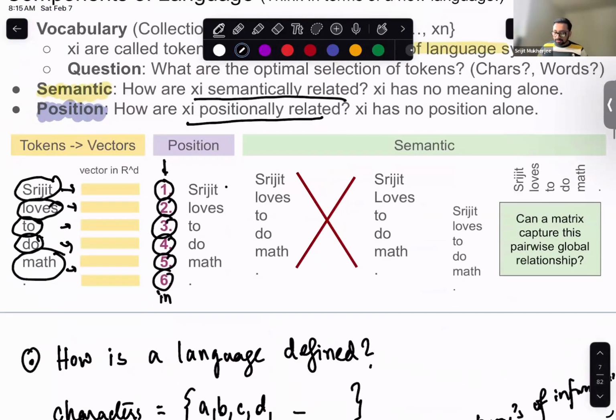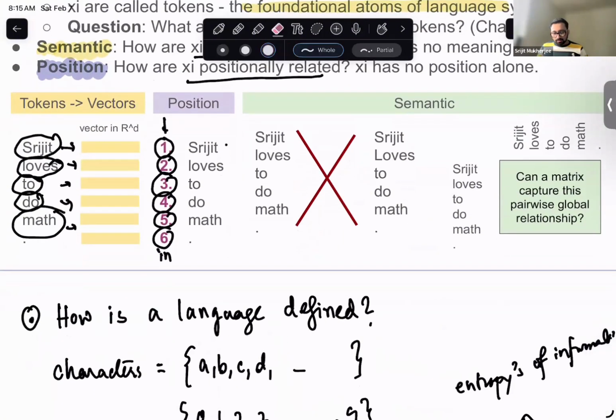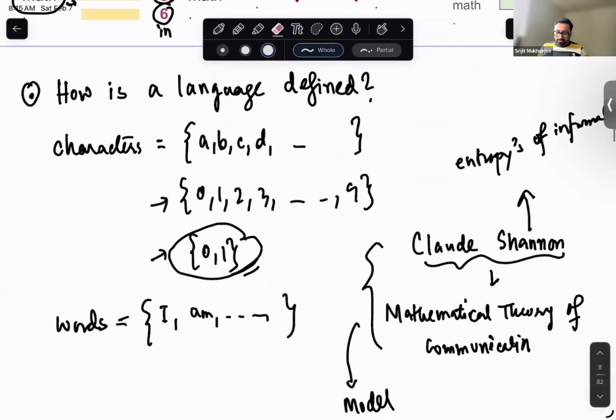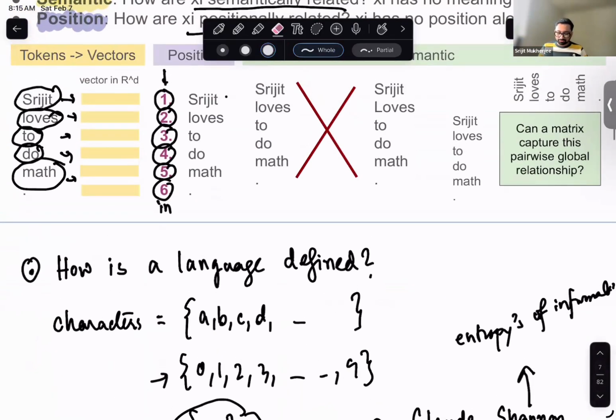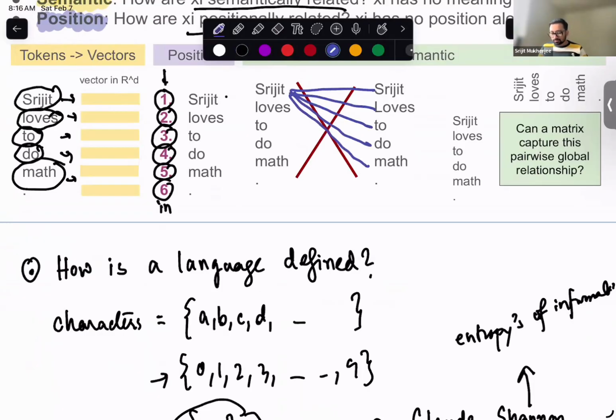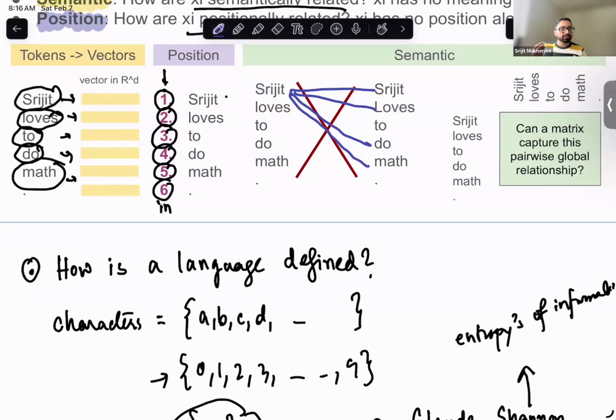And when I say semantic, it's the individual binary relationship between each pair of words. For example, what is the relationship of Srijit to Srijit? Is there a relationship? What is the relationship between Srijit and loves? Srijit to "to", Srijit to "do". For example, there is a relationship ideally between Srijit and "to". "To" comes before because there is the word "loves", so that's why "to" comes. That's most of the relationship.